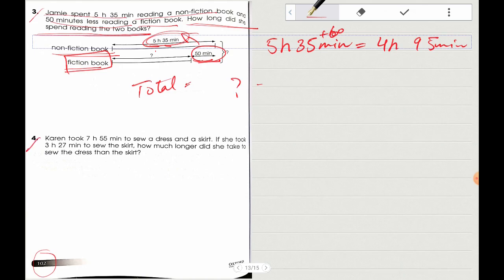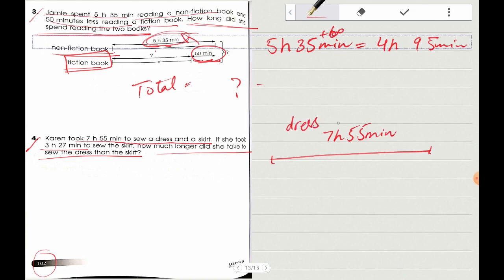Now look at the next question, number 4. Karen took 7 hours 55 minutes to sew a dress and a skirt. If she took 3 hours 27 minutes to sew the skirt, how much longer did she take to sew the dress than the skirt? But you can see that first, 7 hours and 55 minutes is the time to sew the dress and the skirt, both. This is the time for a dress and a skirt.